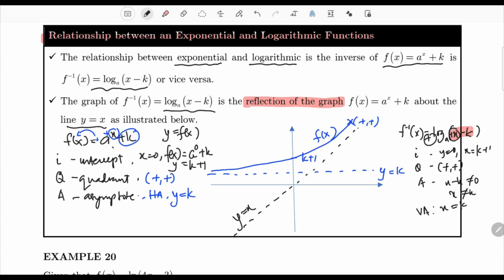So we need to get the vertical asymptote. This is your vertical asymptote, which is x equal to k. So the intercept will be k plus 1. This is your positive, positive. So the graph will look something like this. This is your f inverse of x.